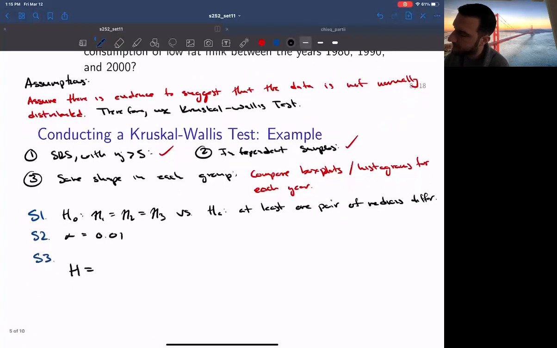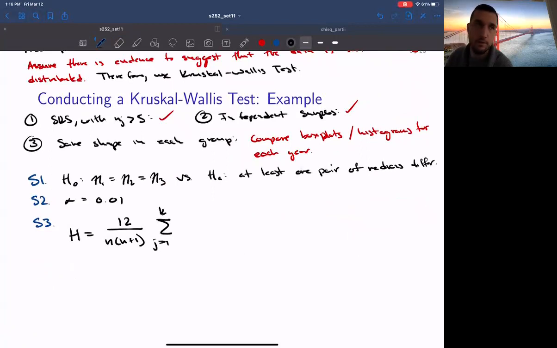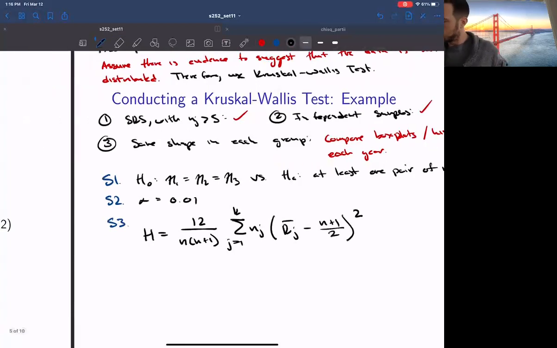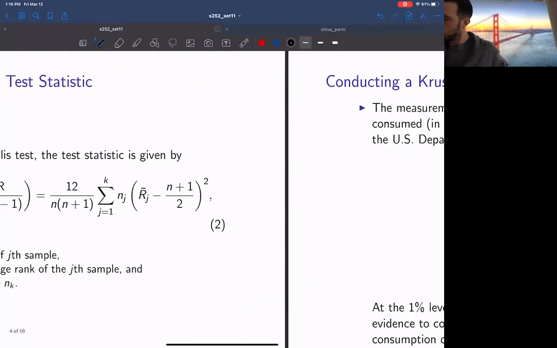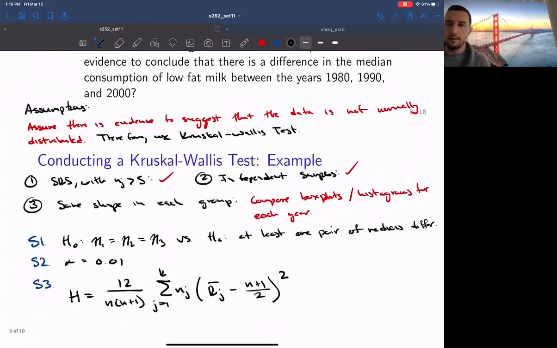All right, now on step 3, we have capital H is equal to 12 divided by n times n plus 1, multiplied by the sum from j equals 1 to k, which is 3 in this case, of little nj multiplied by r bar j minus n plus 1 over 2, squared. Okay, so what we need to do now is figure out what is r bar j.